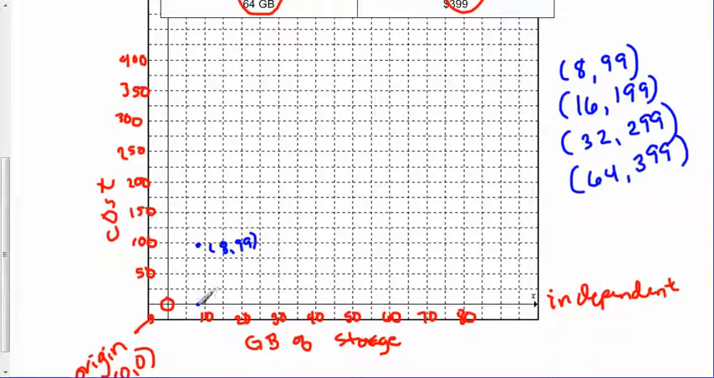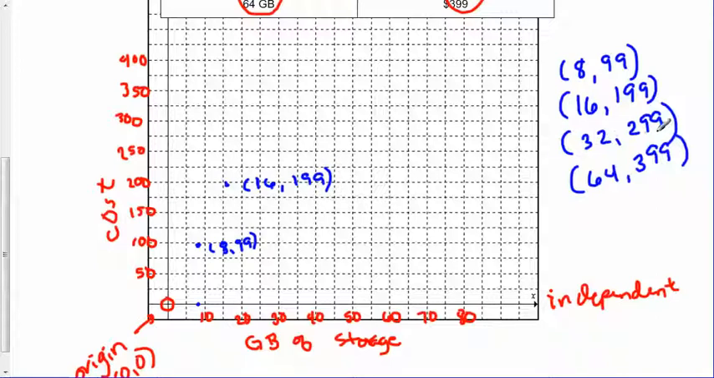(16, 199) is going to be our next one. Now we're going to go over to 16, which is just a little bit past this 15 line. And then we need to go up to 199, which is just going to be the smallest amount below 200. So there's my 16, and then just up, but just shy of 200. It'll be right about there. Okay, so there's (16, 199).